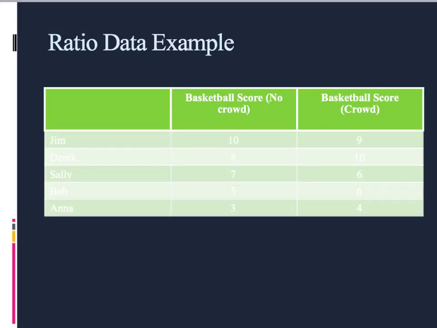If I go back to the same basketball study I did earlier, you can again see that in this study, Jim here has scored 10 out of 10 in the no crowd condition and 9 out of 10 in the crowd condition. Again, this data here is ratio, because we can't have a negative score, we can't get a -1 score of number of baskets scored out of 10, and each shot is worth the same. So it goes up steadily in stages. So that's ratio data.